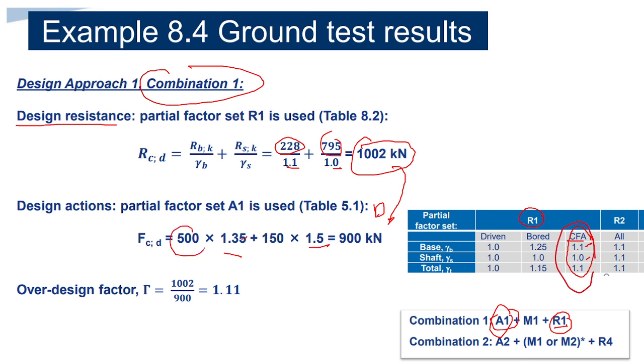This is the permanent load coming from the building or the structure, and this is the transient or the variable, or just like the live load. So take note, 900 is smaller than 1002, meaning this is safe. In other words, if you are going to calculate the over design factor, you have 1.11. This one is the resistance and this one is the design actions. This is for combination 1.